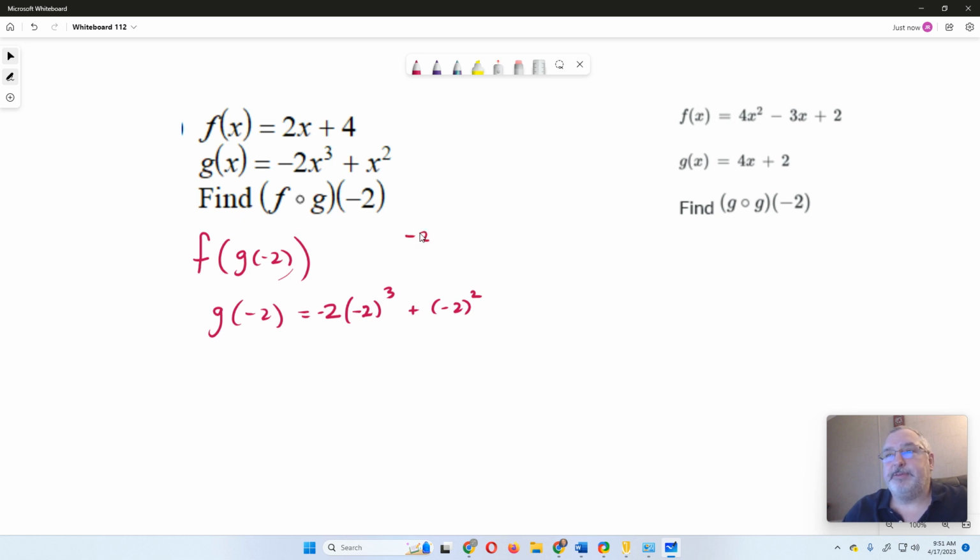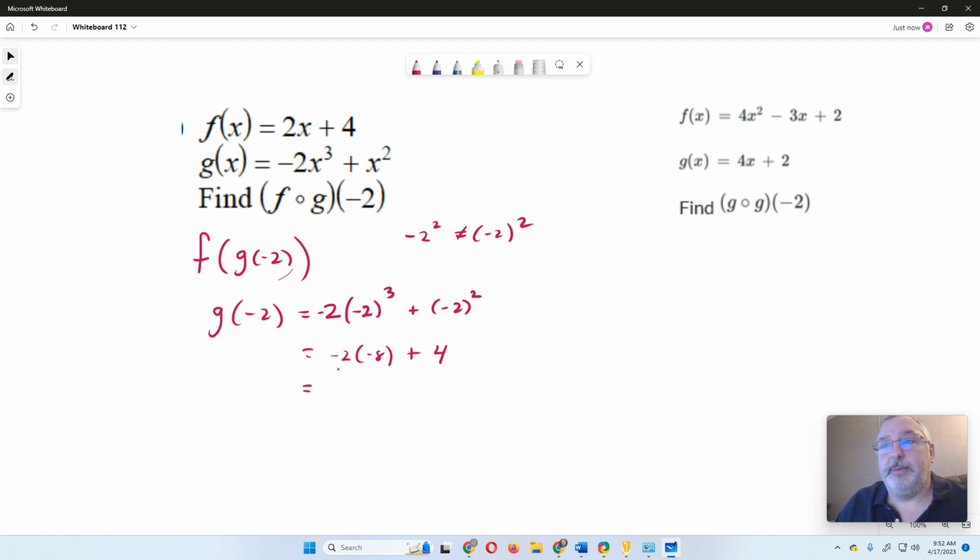There is a difference between this and this. So make sure that you don't confuse the two. This means the opposite of 2 squared. This means -2 to the second power. So when you substitute, make sure you use those parentheses to substitute that way. So let's follow the order of operations. We're going to evaluate -2 cubed first. So that's going to be -2 times -8 plus -2 squared, which is 4.